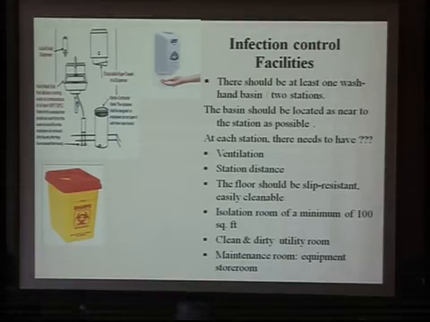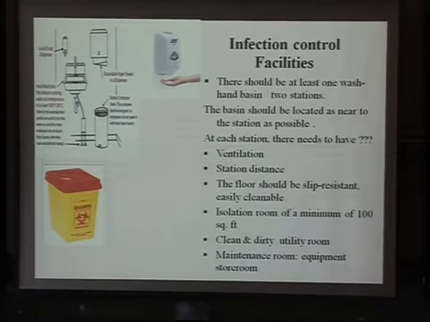The station distance should be 3 feet or more on both sides, from 3 to 6. Why this measurement? Because the droplet of the pathogen cannot move more than 3 feet. After that, it will settle in the environment. So the space should be wide enough to avoid the transmission of droplet infection.